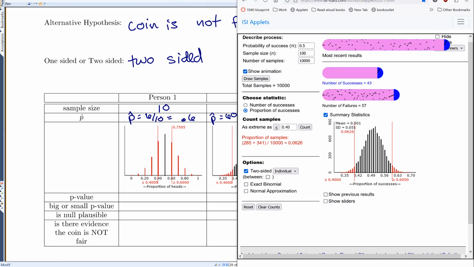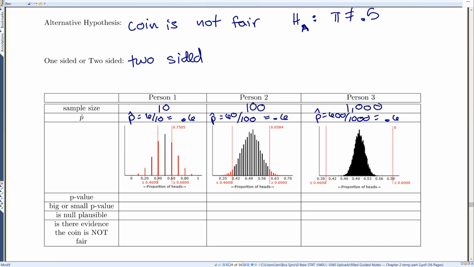Let me show you that button again, just right here, the two-sided button, and it'll give you the area in both tails. Okay. So when we have a sample size of 10, my p-value is 0.7505. So that means if I only toss 10 times, I have a 75% chance to get 0.6 heads, or something farther away, like 0.6 or more, or 0.4 or more, if it's a fair coin. Okay, completely plausible. This is a big p-value, very plausible.